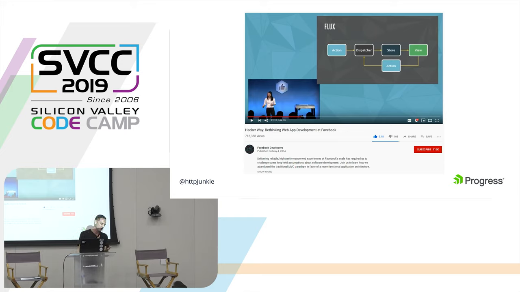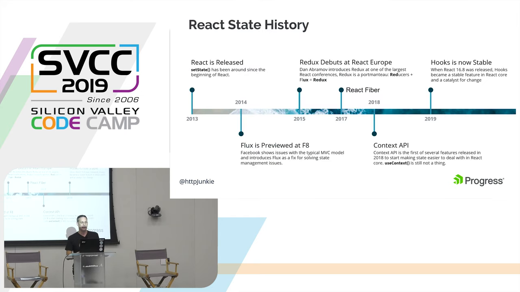So almost immediately, React has setState. They also bring in this idea of Flux, which is a pattern for managing state. And then in 2015, Dan Abramov at, I believe it was, React Europe, introduced Redux, which used the pattern of Flux, but with reducers combined. So we all know what a reducer is, and I'll talk a little more about reducers in a few minutes for those who don't.